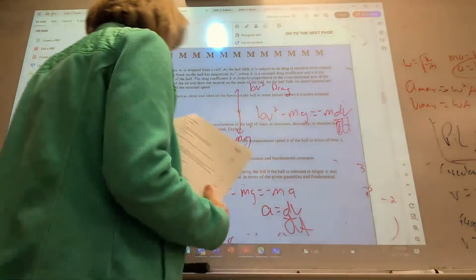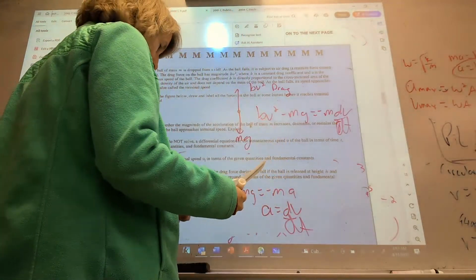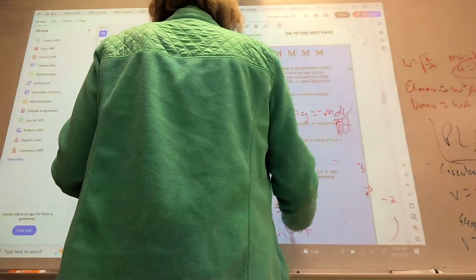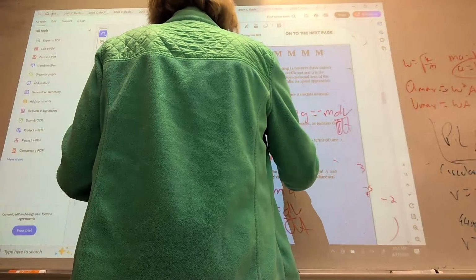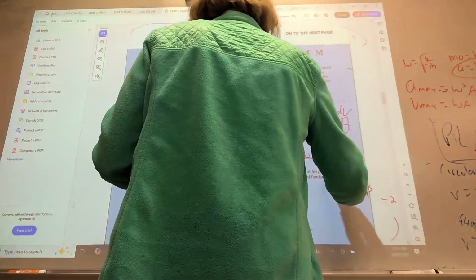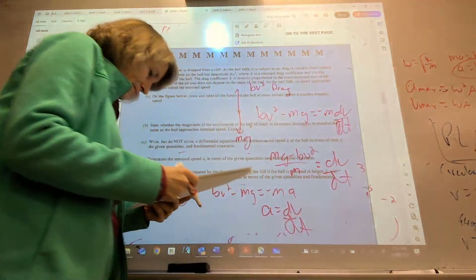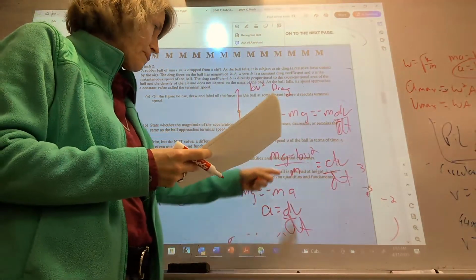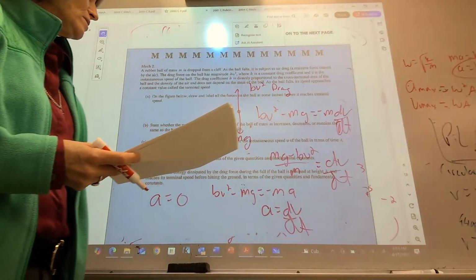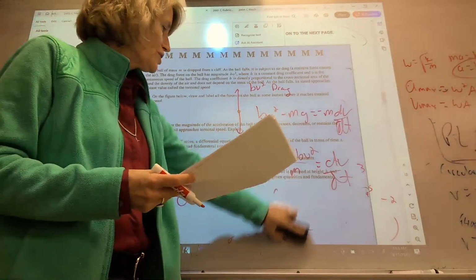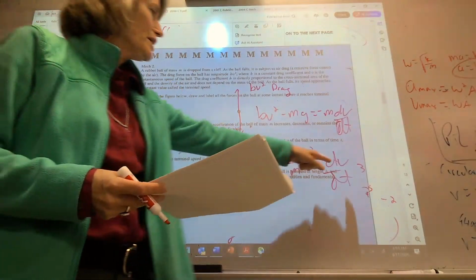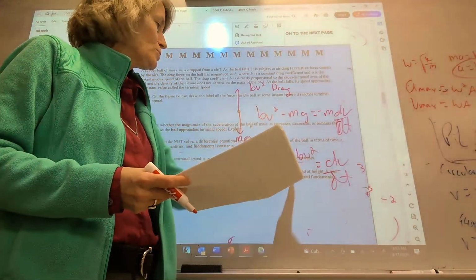Okay, so when you isolated your dv dt, we had to move over that negative. So I'm going to write it as mg minus bv squared over m was equal to dv dt. Okay, you should have gotten this. Then you write acceleration is 0, you plug in 0. Put negative though. I moved the negative over. I multiplied both sides by negative, so I switched these signs right here.